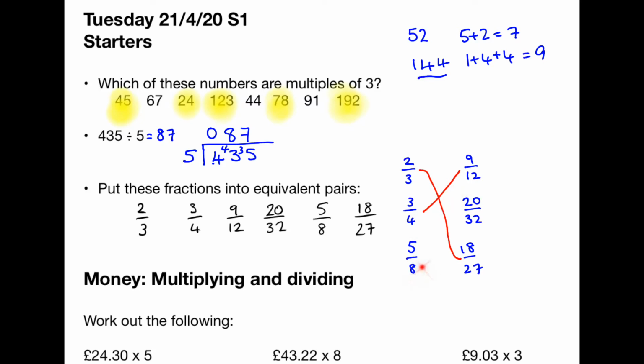If 8 times 4 is 32, then this fraction is equivalent to this one. And 8 times 4 is 32, so we can safely draw that line in there as well. Okay, so we've got our 3 pairs of equivalent fractions there.